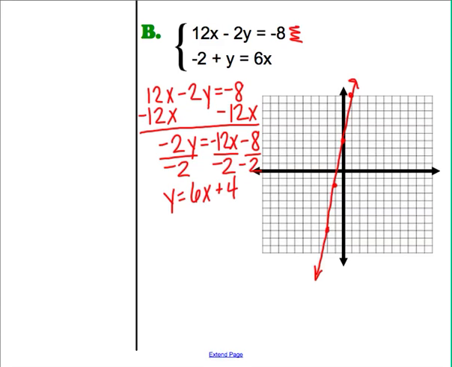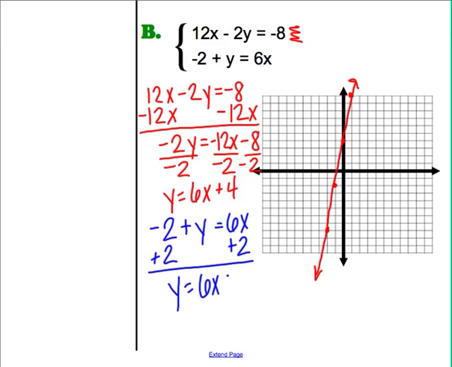Then we have negative 2 plus y, I apologize, let's try that again, equals 6x. We're going to add 2 to both sides, which gives us y equals 6x plus 2. So I see here that that crosses the y-axis at 2, and we are going to be 2 below, I'm seeing, for every one of the points that was graphed originally.